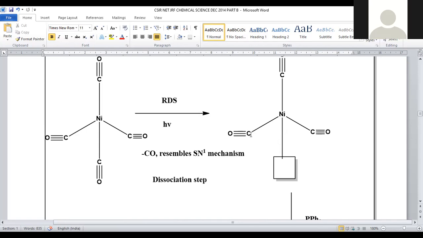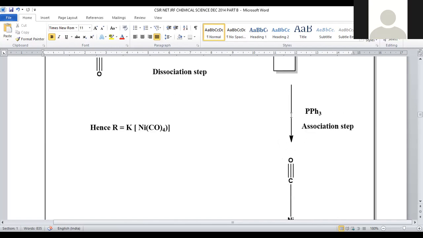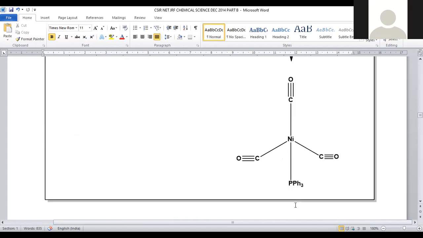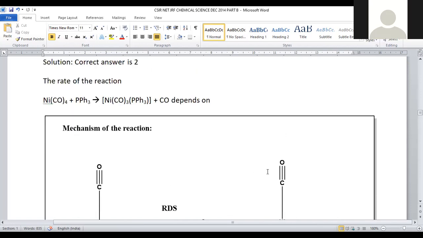You can say this is the intermediate compound generated, a trivalent nickel that will participate in the reaction with any other nucleophile coming in, called triphenylphosphine. This is said to be an association step, and we will again get retention of tetrahedral geometry here. The triphenylphosphine group is added at this position, and this will be the final product.